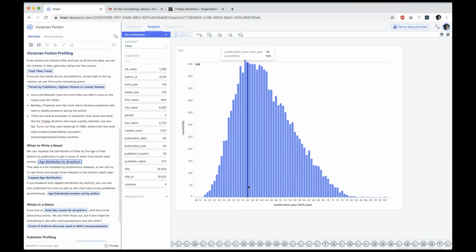But we can see in general, it looks like the window from like early 30s to late 40s, maybe early 50s is the peak period here, and then on the outskirts of that is a little bit rare.